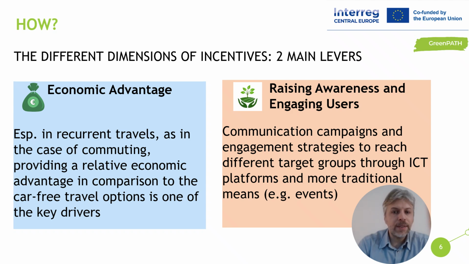The first lever is economic benefits, which are related to quantitative, objective advantages. These are particularly relevant for recurrent travel, such as daily commuting, when even modest savings accumulate over time. And this creates, of course, a remarkable comparative advantage for active mobility.